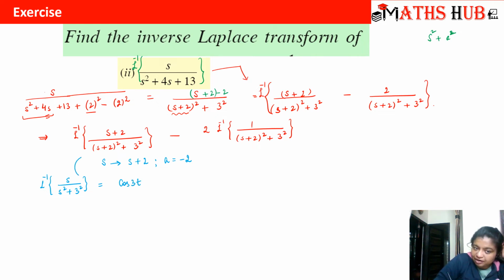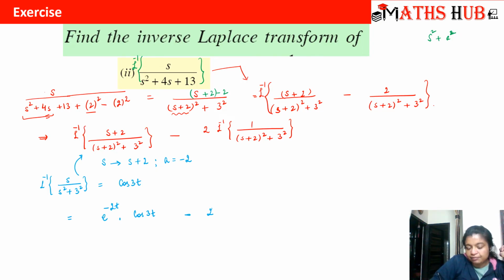So which property will I apply here? The first shifting property. So when I apply the first shifting property, what will be the Laplace inverse of this term? It will be e raised to power minus 2t multiplied by cos 3t. Isn't it? Right? Because you are seeing that s is getting shifted to s plus 2. Okay. Next term is minus 2.